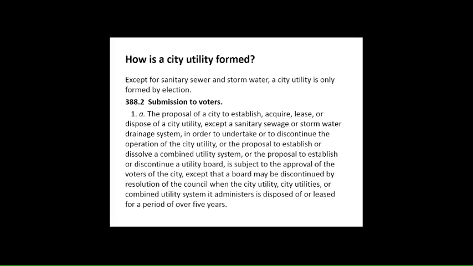Now, you also get rid of utilities by election, either to sell them or to transfer them or to merge them, with one exception, and that's at the end of the section, that those which haven't been operating for 5 or more years can simply be abolished by city councils. I've yet to see that happen, but that's in the code.